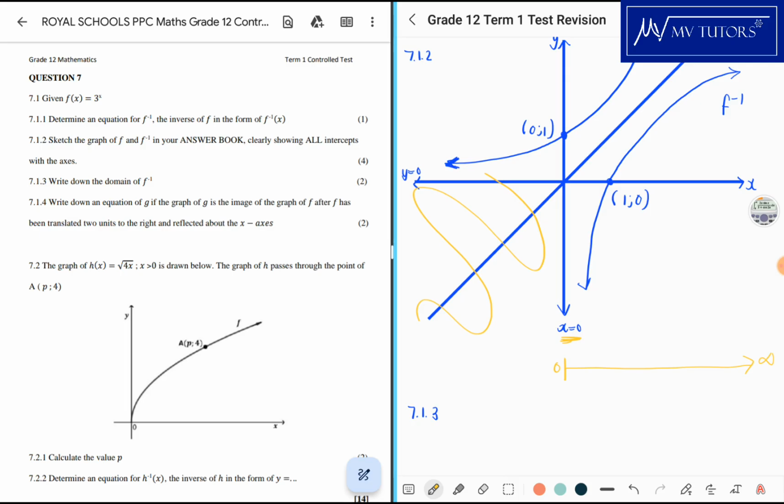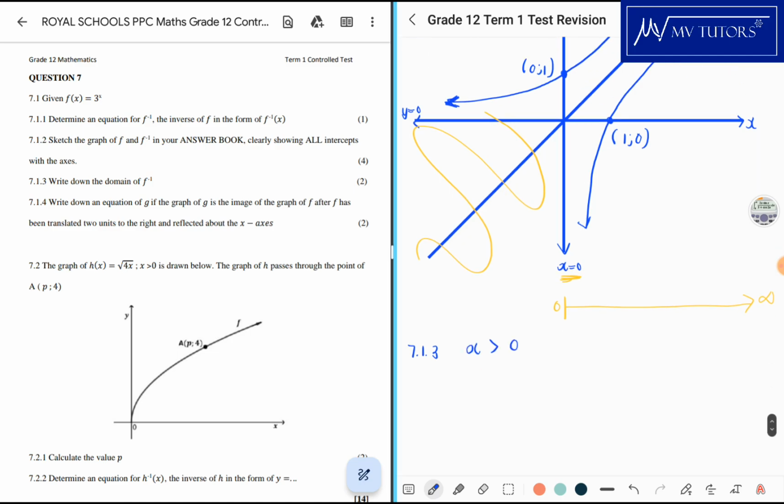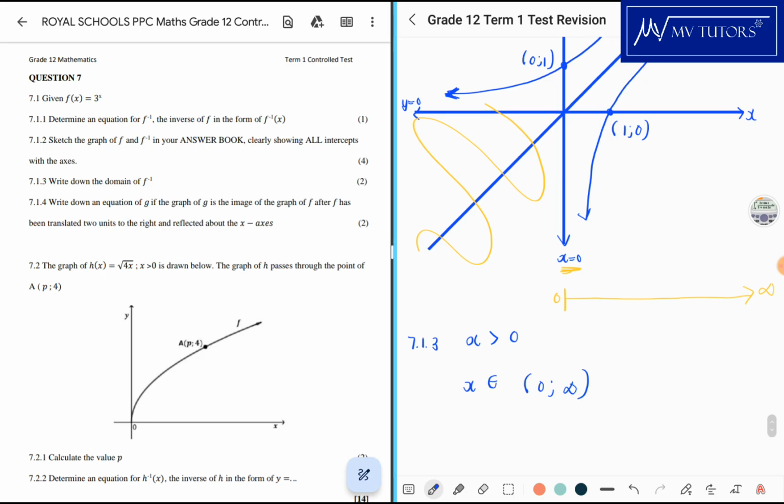So basically our domain then would be just the values that are bigger than 0, because it goes just after 0 all the way to infinity. Or another way of writing it, you would have said x is an element of 0 all the way to infinity. Either way it would work. So that is the domain.